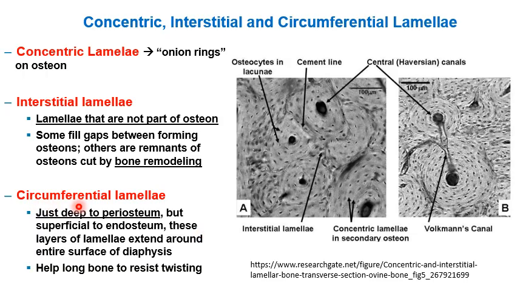Where you're going to find circumferential lamella is very close to the membrane on the outside of the bone, so very close to the periosteum, and they're also going to be very close to the endosteum. So those are all called circumferential lamella.